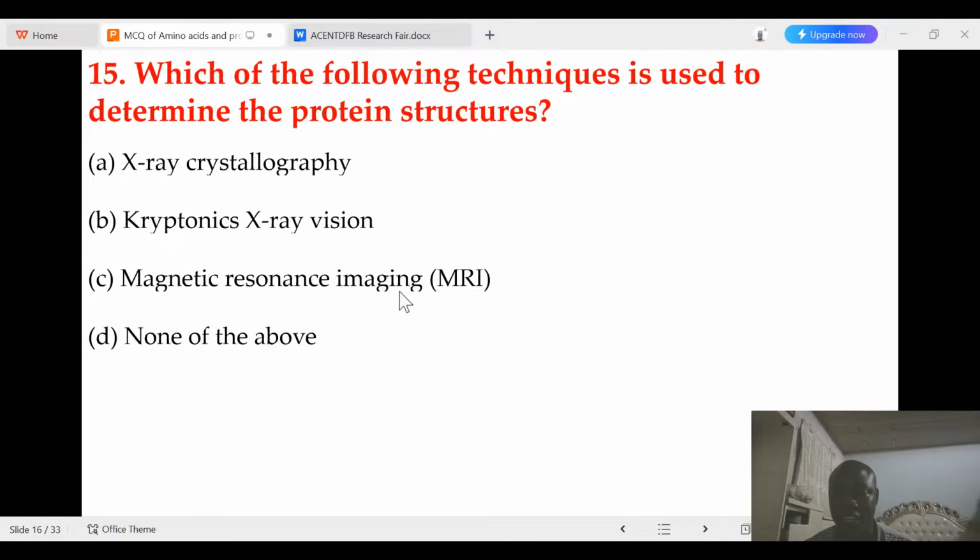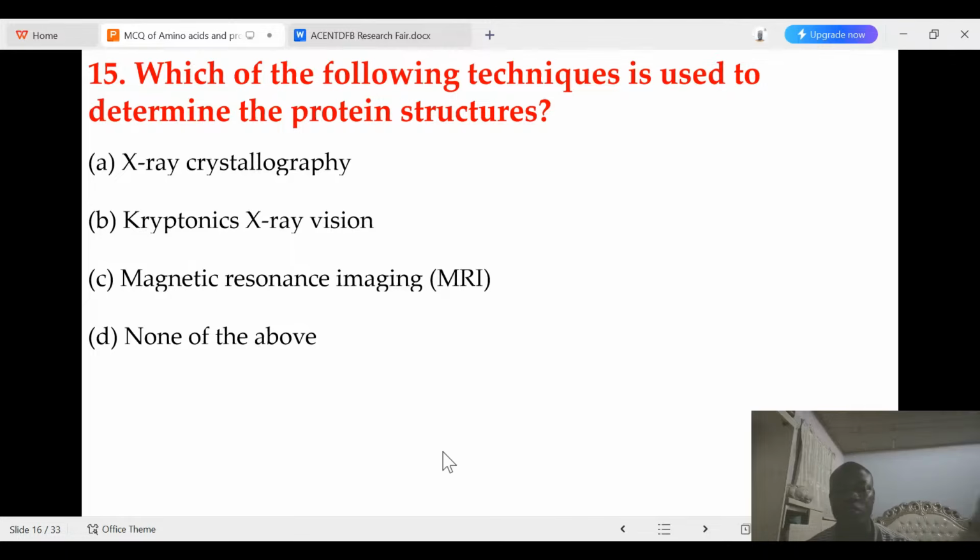Excellent, Bashir. Excellent, Garba. The answer to question 15 is A. X-ray crystallography is a technique used in determining the structure of a protein. In fact, not only protein, even nucleic acid. You can use X-ray crystallography to determine the structure of proteins and to determine the structure of nucleic acid.